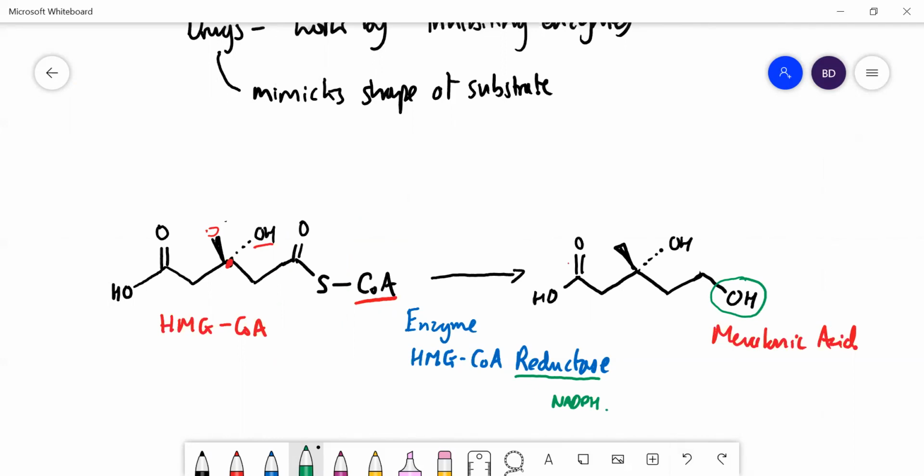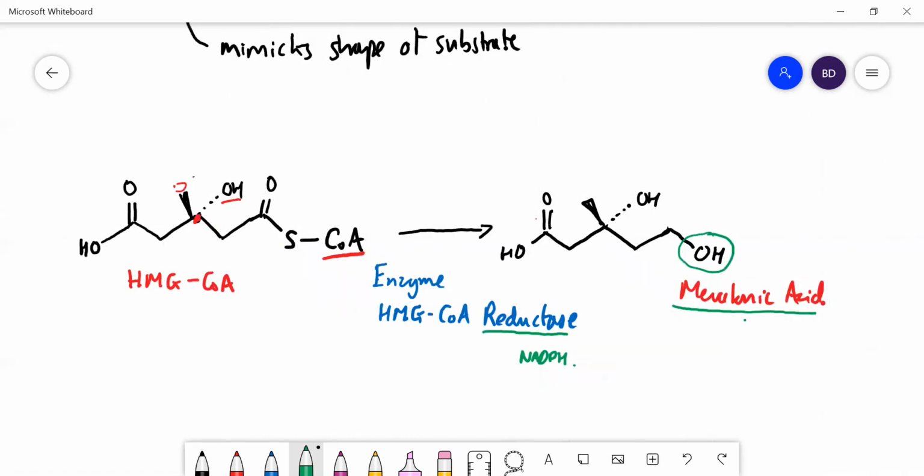But the important thing about this enzyme is that it makes mevalonic acid, and mevalonic acid goes on through many different steps. There's about 20 of them or something, and it eventually forms cholesterol. This enzyme is kind of like the gatekeeper to the whole process. The rate at which cholesterol is made is dependent upon how active this enzyme is.